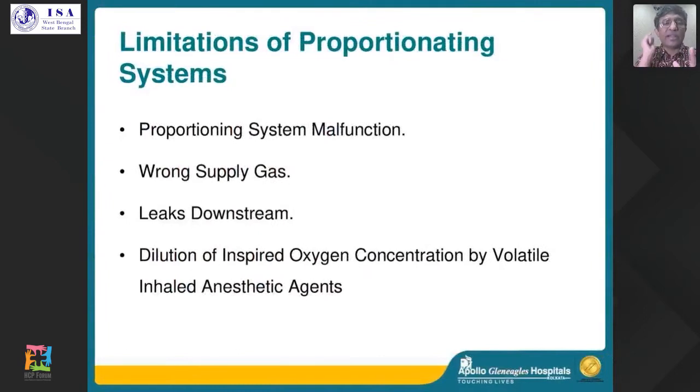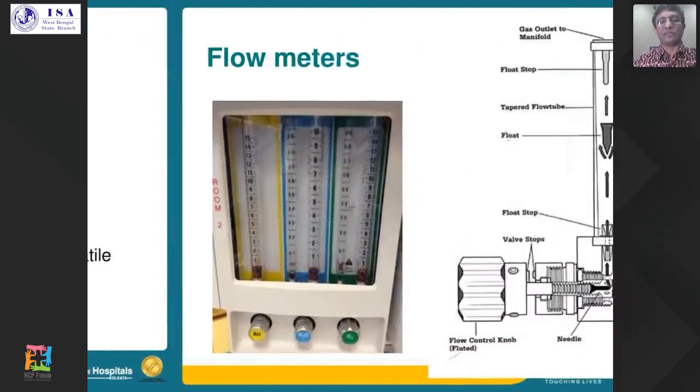Now there are limitations to it. It may not work, and classically, after some time the link chain might get faulty. You could again have the problem with the wrong supply of gases, or leaks downstream, or dilution of inspired oxygen, especially with very low fresh gas flows of oxygen, and with something like desflurane, where you require a high fractional concentration of desflurane that can reduce the fractional concentration of oxygen, and you can theoretically have a situation of a hypoxic mixture.